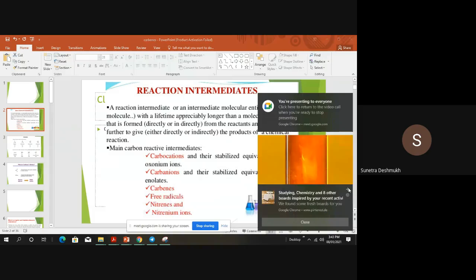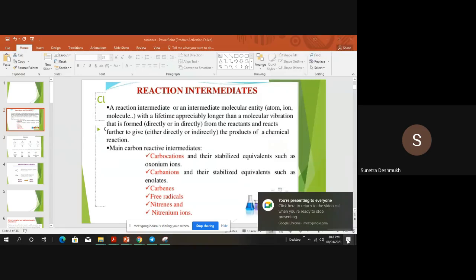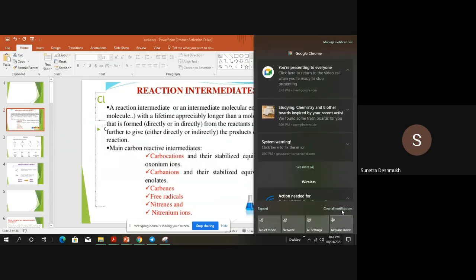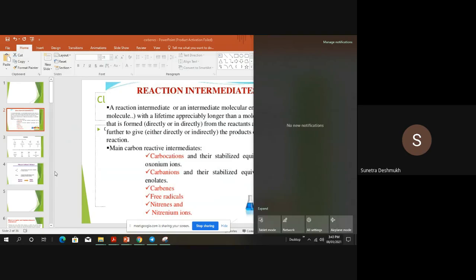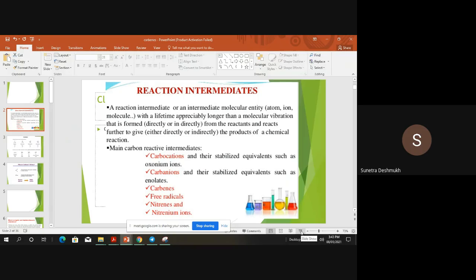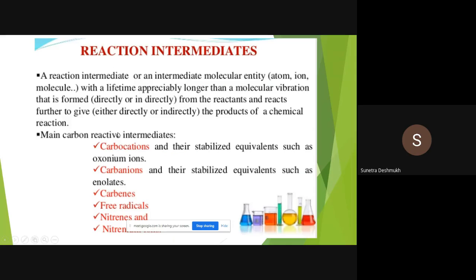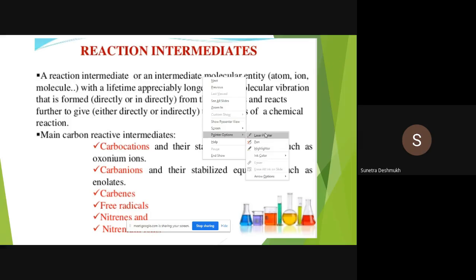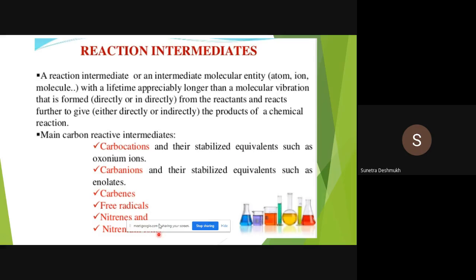Now we will start our new topic, carbenes and nitrenes. As we have already seen, we have studied different reactive intermediates like carbocations, carbanions, and free radicals. We have almost finished those. Now the next reactive intermediates are carbenes and nitrenes. In this topic we will see what carbenes and nitrenes are and their reactions.